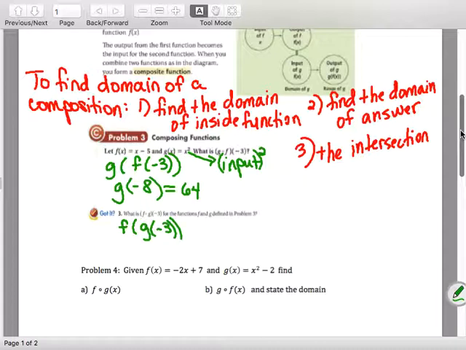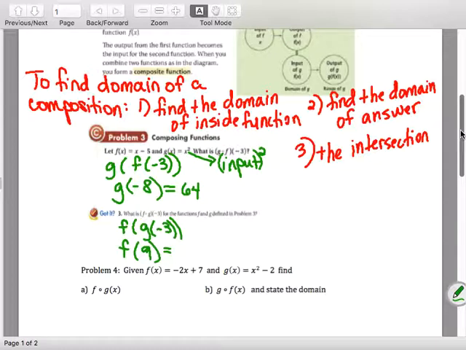So now, in the got it, let's just rewrite the composition notation, and let's write this as f of g of negative 3. You always start with the inside function. So g's up here. What does g say to do to the input? Square it. So what's g of negative 3? 9. So this is going to be f of 9.